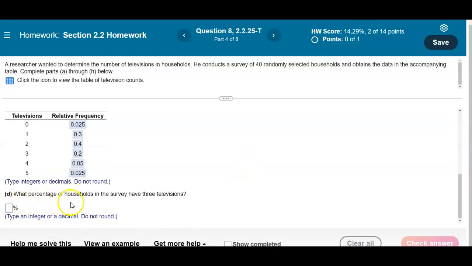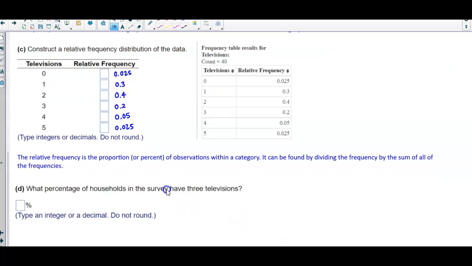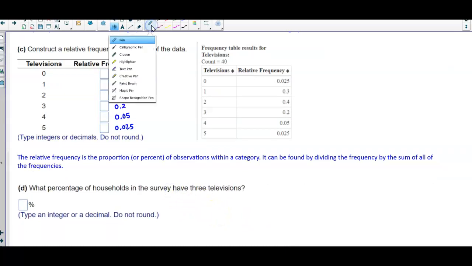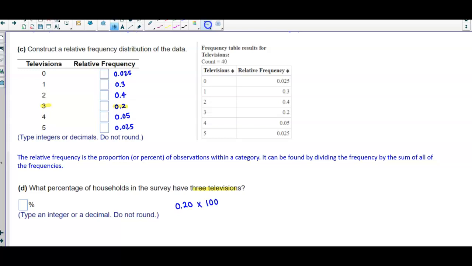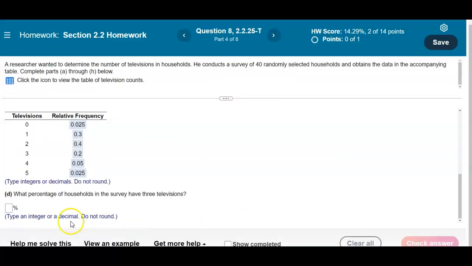Now it says, what percentage of households in the survey have 3 televisions? We're looking for a percentage. So for 3 televisions, there's our 3, and there is our relative frequency, which is 0.2. We want to convert that from a decimal, so we multiply 0.2 by 100%, moving the decimal over twice, which gives us 20%. So that means 20% of households have 3 televisions. Let's put in our answer.